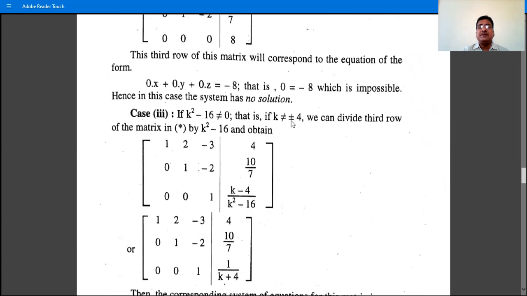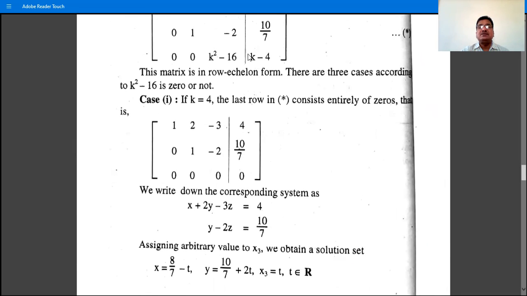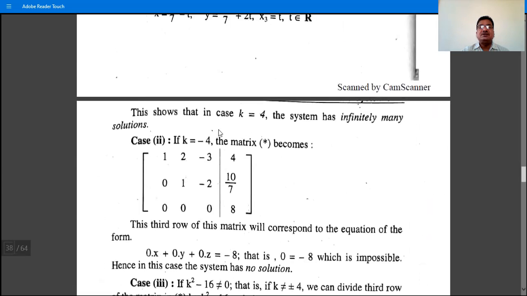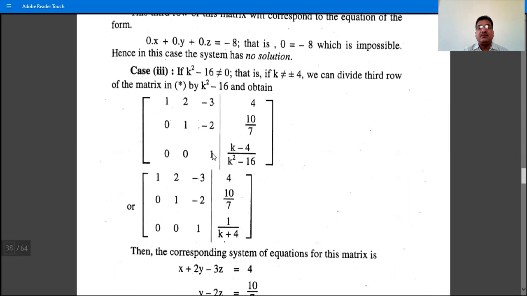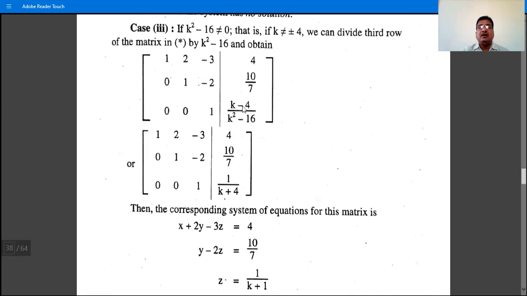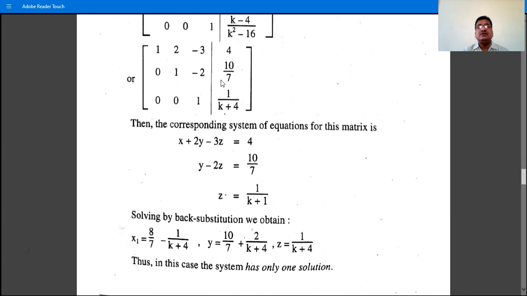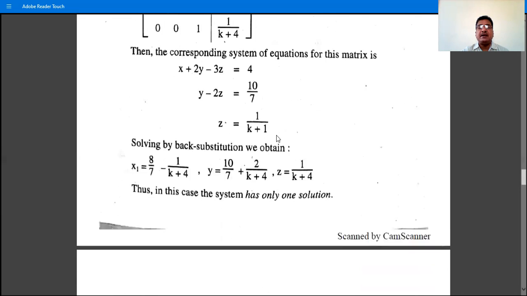Suppose k is not equal to plus minus 4. Then k square minus 16 and k minus 4 are both not equal to 0. So dividing this last row by k square minus 16, this is the echelon form, with 1 at this place. The factorization of k square minus 16 is k minus 4 times k plus 4, so we have 1 by k plus 4. Rewrite the equation: x plus 2y minus 3z. In this case, rank of A is equal to rank of AB is equal to 3, which is equal to the number of variables. So if k is not equal to plus minus 4, the system has a unique solution.